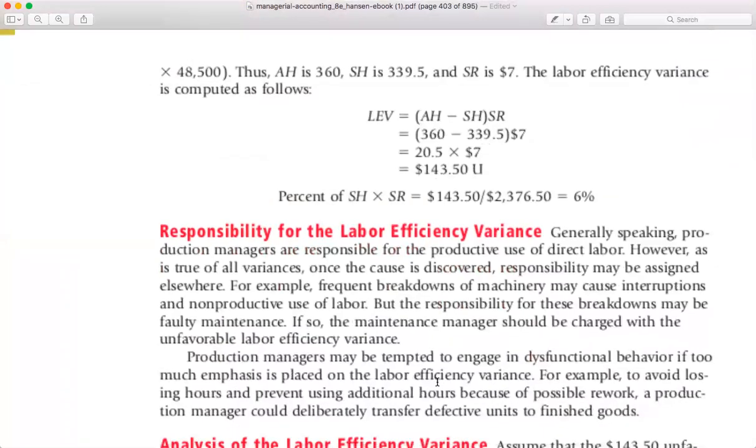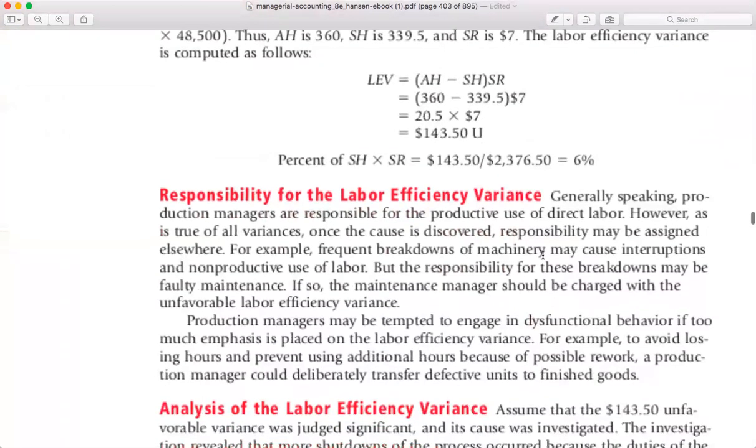So who's responsible for the labor efficiency? Generally speaking, the production manager is also responsible for the productive use of direct labor. But, okay, probably the breakdown of the machinery caused interruptions. So there is non-productive use of labor. So we can analyze where the problem comes from.